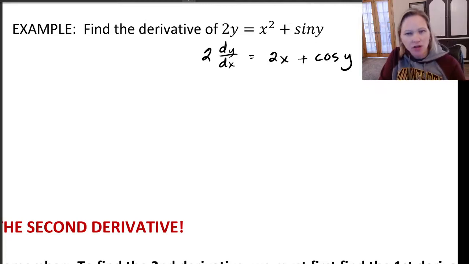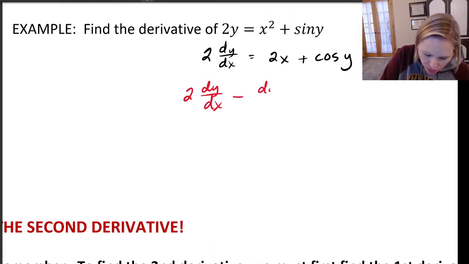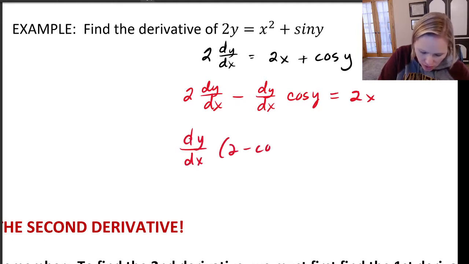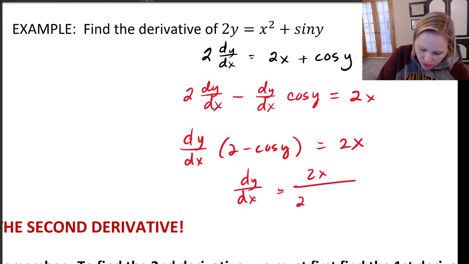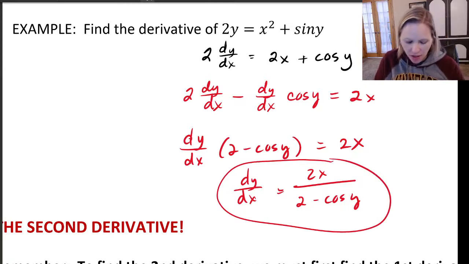So now I have to gather all the dy/dx's over. It'll look something like this. 2 dy/dx minus, I'm going to put the dy/dx in the front so I don't get confused, cosine y dy/dx equals 2x. Factor out the dy/dx: 2 minus cosine y. So then dy/dx is just 2x over 2 minus cosine of y. So there's my equation. I just needed to find the derivative. I don't need to plug anything in right now. But that's a great example of having a trig function in there.